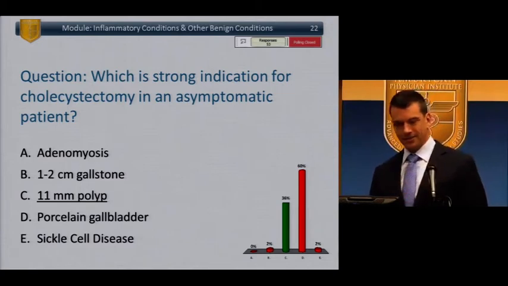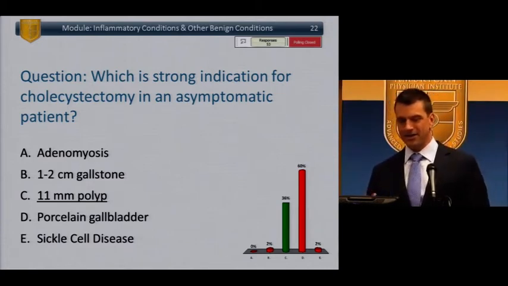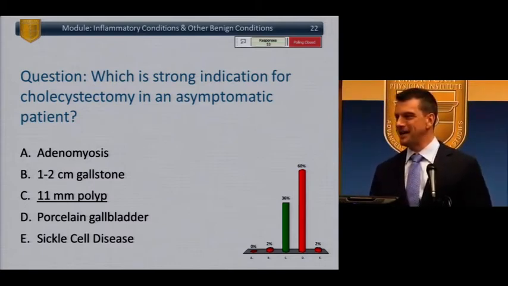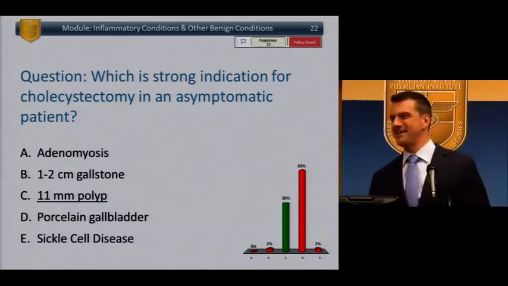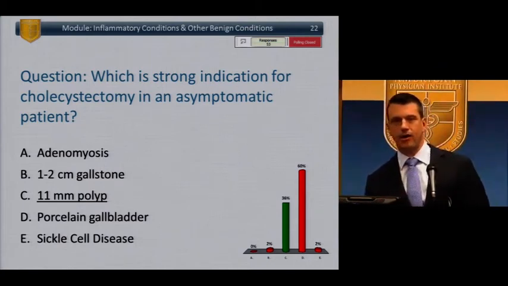See, about 36% got that. An 11 millimeter polyp has the highest risk of harboring cancer. We can talk a little bit about porcelain gallbladder. That was based on about a 50-patient case series out of Argentina in the 50s. There's not been a lot of data more than that to support it, but the 11 millimeter size polyp is highly indicative, especially with stones, that it may harbor carcinoma.